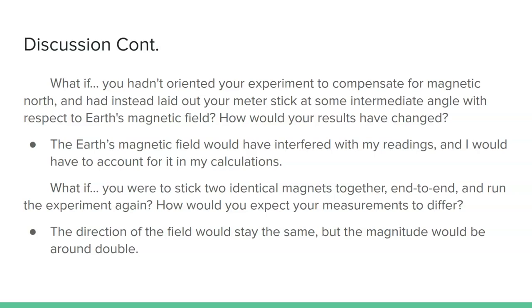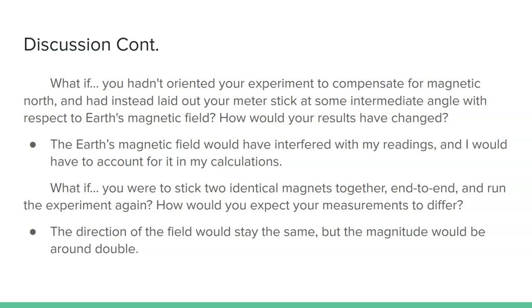For my what if questions, what if I hadn't oriented the experiment to compensate for magnetic north and had instead laid out my meter stick at some intermediate angle with respect to the Earth's magnetic field? How would your results have changed? The Earth's magnetic field would have interfered with my readings, and I would have had to account for it in my calculations if I knew the angle.